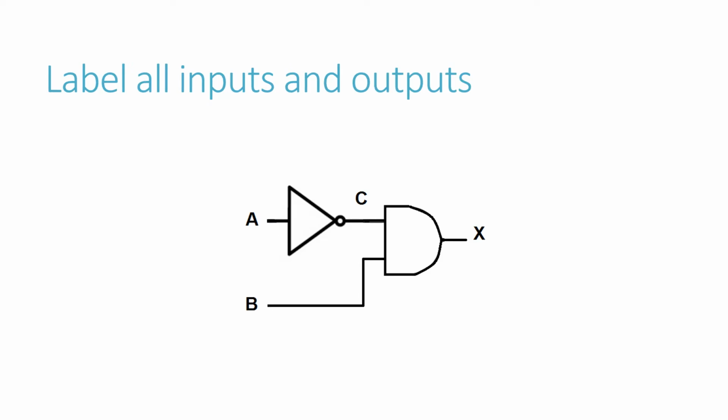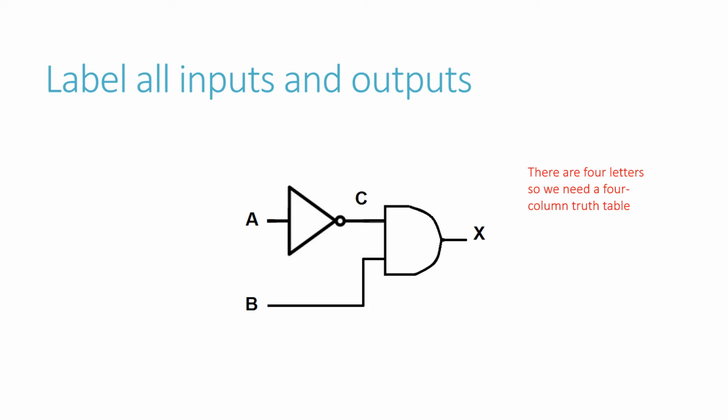A good way to talk about logic circuits is to label all the inputs and outputs. So that would be how we would typically draw a logic circuit made out of a NOT gate feeding into an AND gate. And set out like that, it's easy to understand.